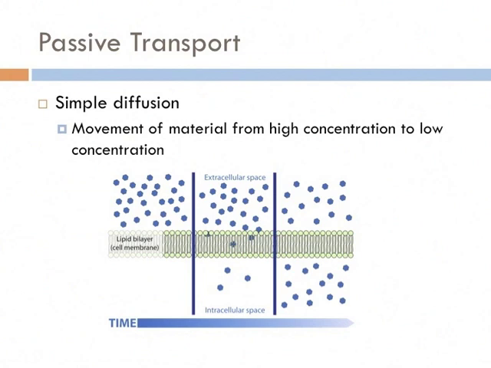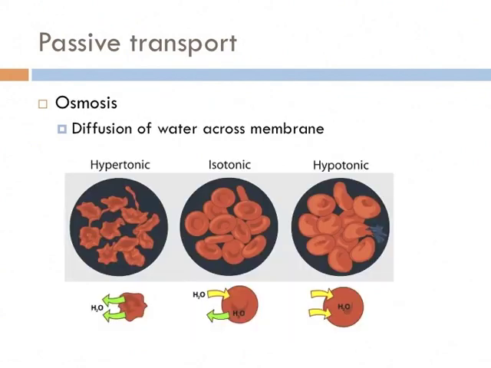Here we have an example of high concentration of molecules in the outer part of a cell membrane. Inside is the low concentration. The molecules in this example move across the membrane freely until the concentrations on both sides equalize. This is known as simple diffusion. Water does this in cells, and we have a special term for the simple diffusion of water, and that term is osmosis.